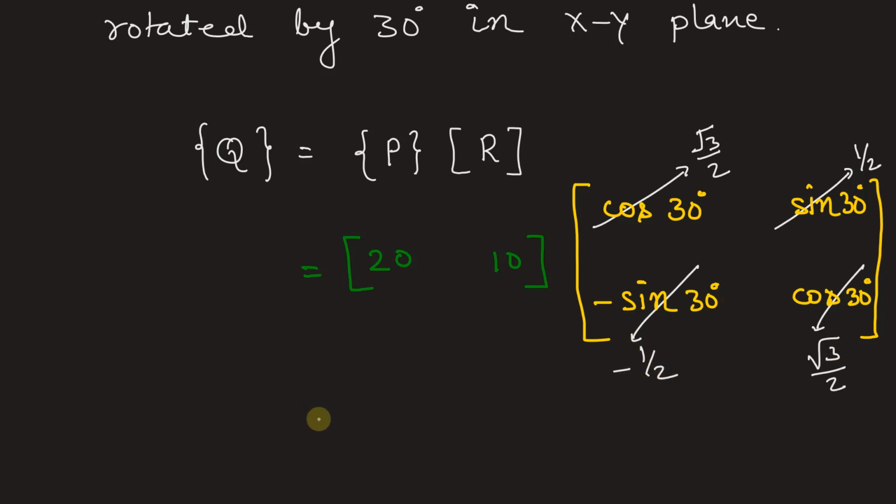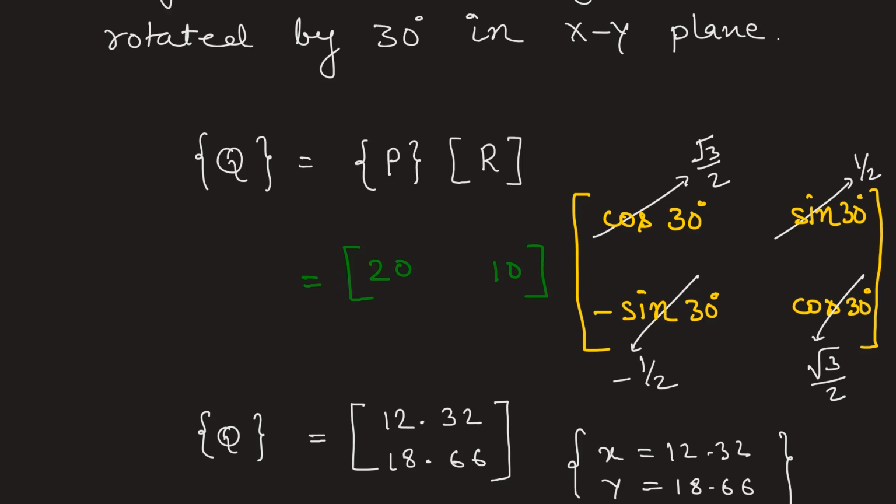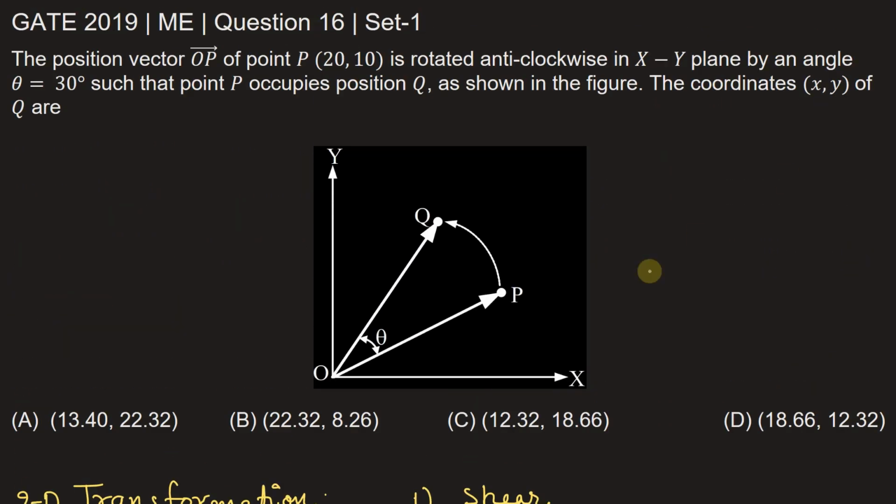So if we perform the matrix multiplication here, we will get Q as 12.32 and 18.66. So these are the coordinates of Q, that is x is equal to 12.32 and y is equal to 18.66. Now let's match this with the given options. So if we see here, option C is the correct choice.